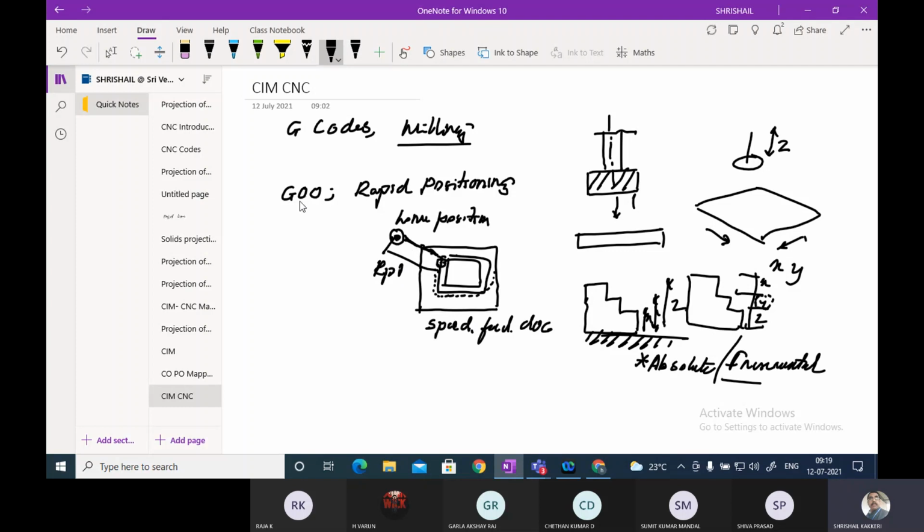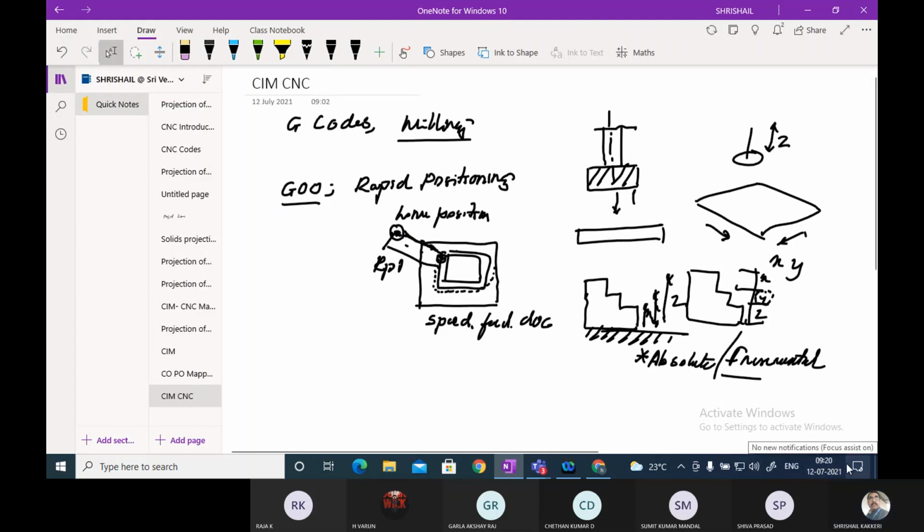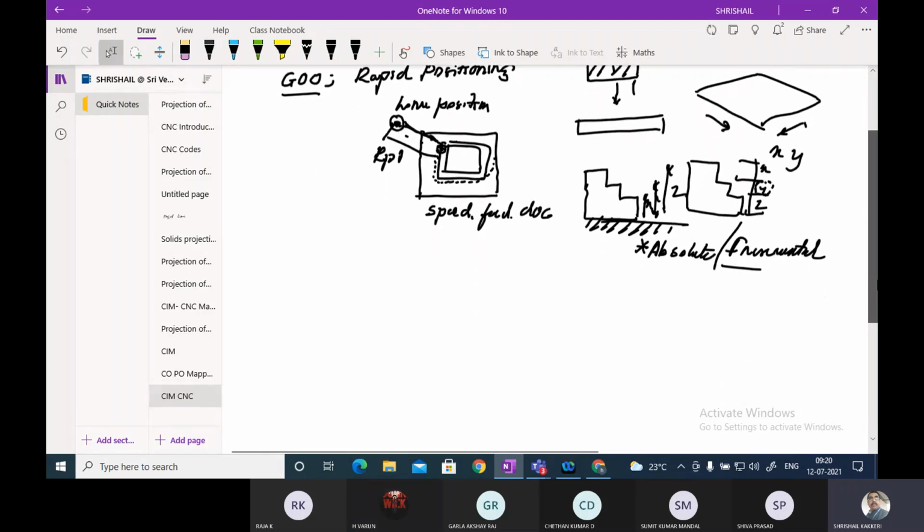So the main idea of using G00 is that it comes from the home position to the required position, that means the position to start the cutting. To come to that point, it has to travel at very high speed. That is called rapid positioning. Okay, you understood my point? Understood? Yes, sir. Please remember that, rapid positioning.